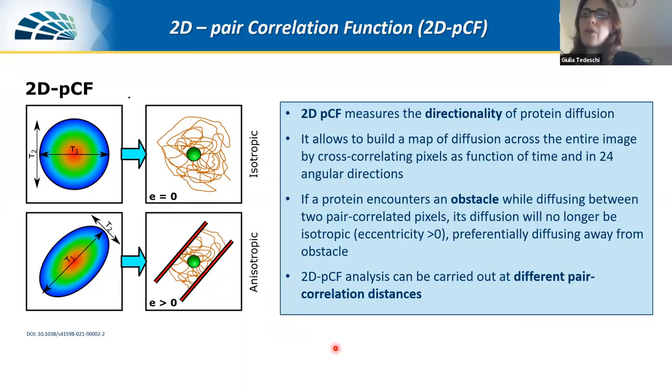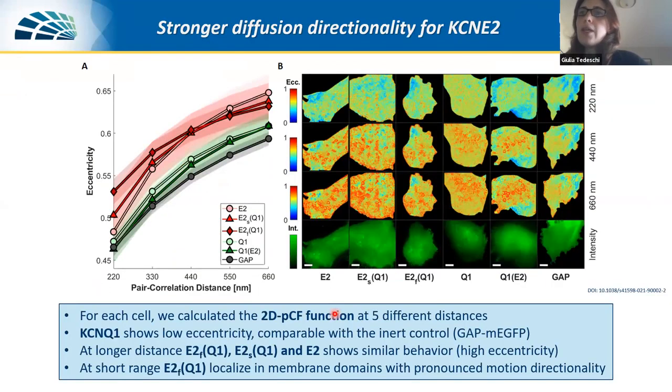For our project, we carried out this analysis at different pair correlation distances. Here you can see our results. We calculated the 2D PCF function at 5 different distances, and here you can see the corresponding nanometer distances for all of our samples. We can see that KCNQ1 in green, whether singularly expressed or co-expressed, shows a low eccentricity that is comparable with our inert control, a membrane-bound form of mEGFP.